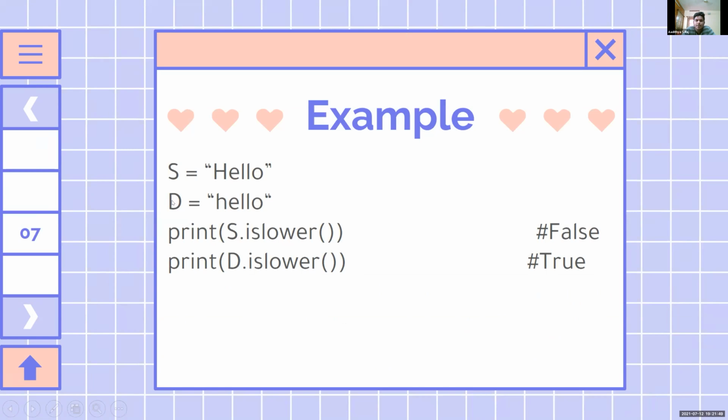Then the next variable is d. Here it is just hello. Here all the characters are in lowercase. So when we give the function print s dot islower, it checks the value in s. Here the first character H is not in lowercase. So the function will return the output as false. Similarly, when we check print d dot islower, it checks the value of the string in the variable d. Here, when it checks, all the characters are in lowercase, so it gives the output as true.